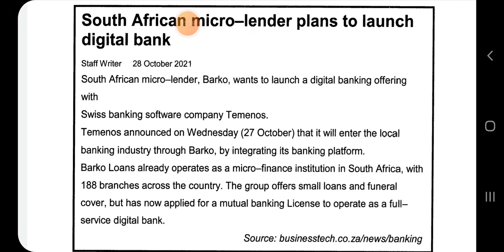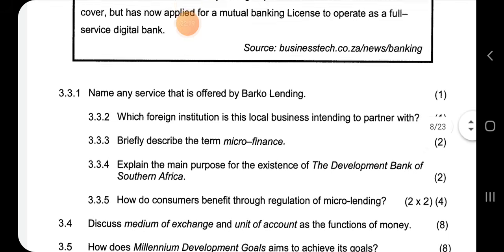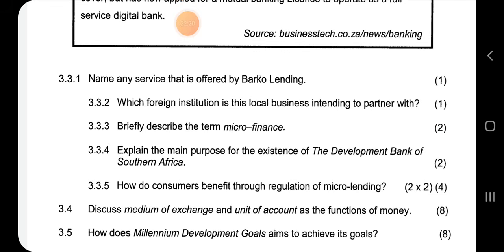This is the South African micro lender plans to launch digital banks. The South African microlender BACO wants to launch a digital banking offering with Swiss banking software company Temenos. Temenos announced on Wednesday, 27th of October, that it will enter the local banking industry through BACO by integrating its banking platform. BACO Loans already operates as a microfinance institution in South Africa with 188 branches across the country. The group offers small loans and funeral covers, but has now applied for a mutual banking license to operate as a full-service digital bank. Name any service that is offered by BACO Lending.